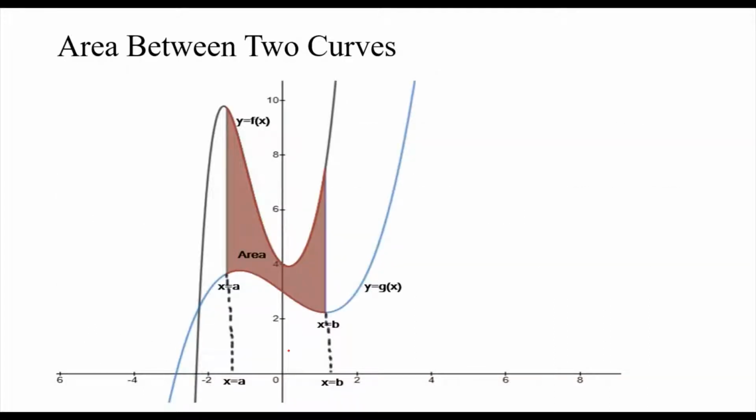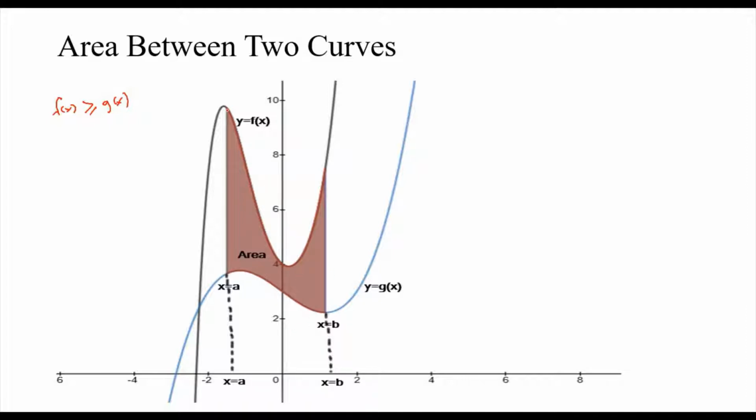To illustrate that, you can look at these two graphs. You notice that the top function is f of x and the bottom function is g of x. That is, the graph of the function f is above the graph of the function g on the interval [a, b]. So we have that f of x is greater than or equal to g of x. Then we can use the idea of finding the area under the curve and the x-axis in order to find the area between those two curves.